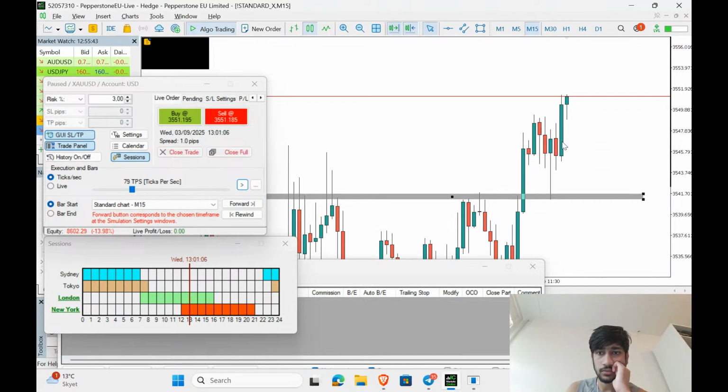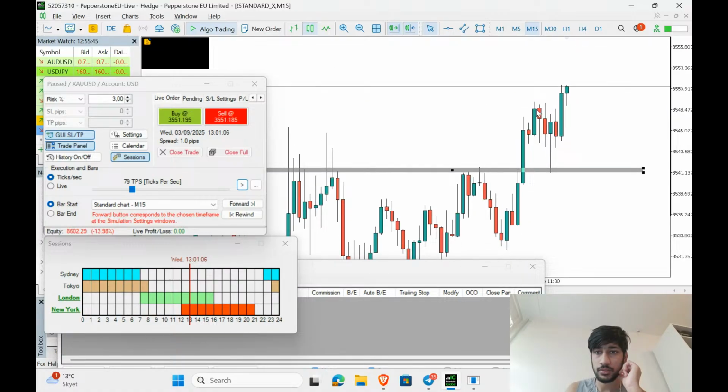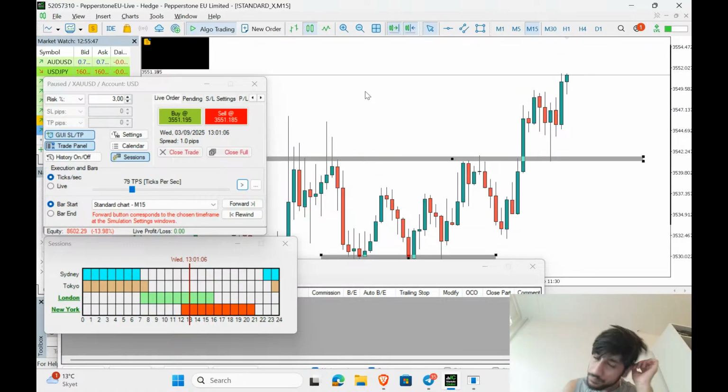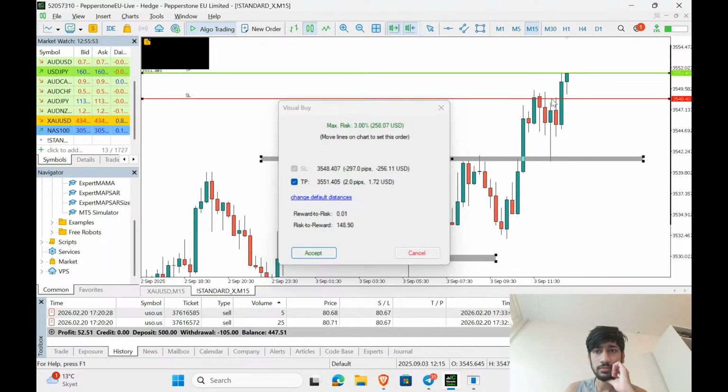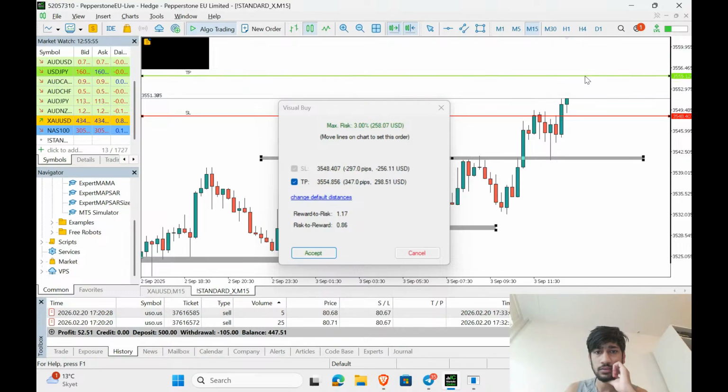M15 we consolidated, we broke above, and we're just moving up. I mean, we have high probability for price to move up, actually.